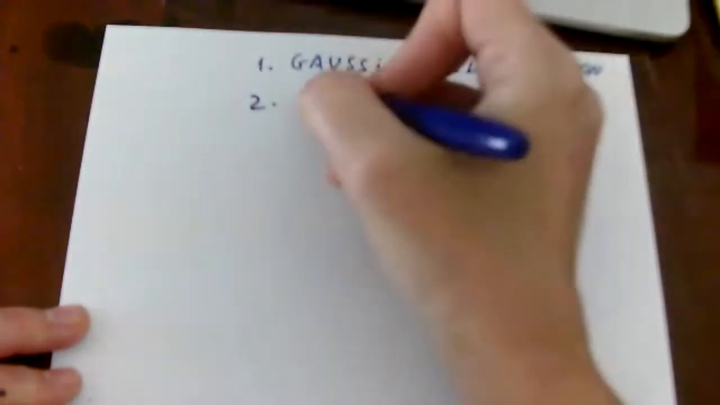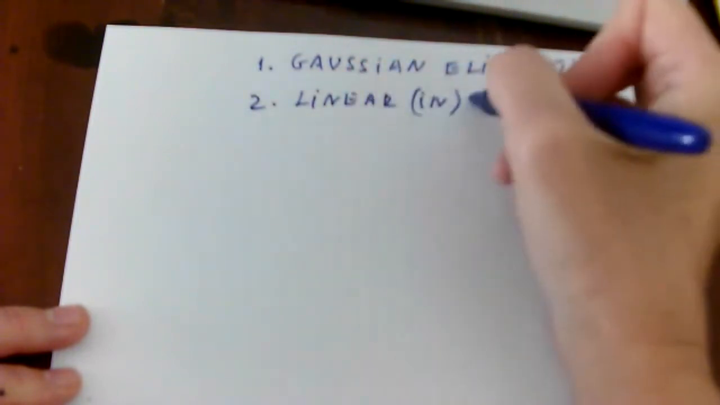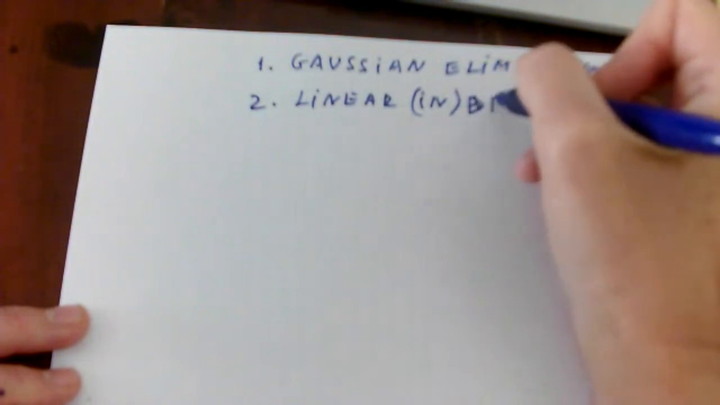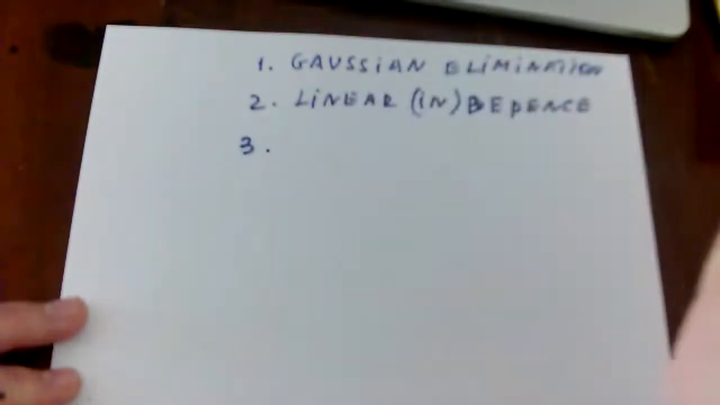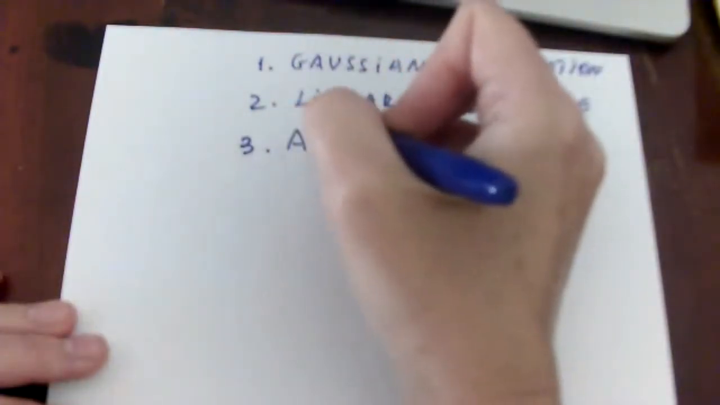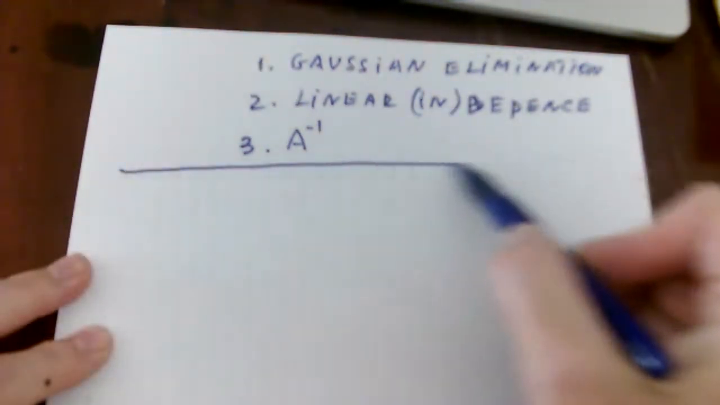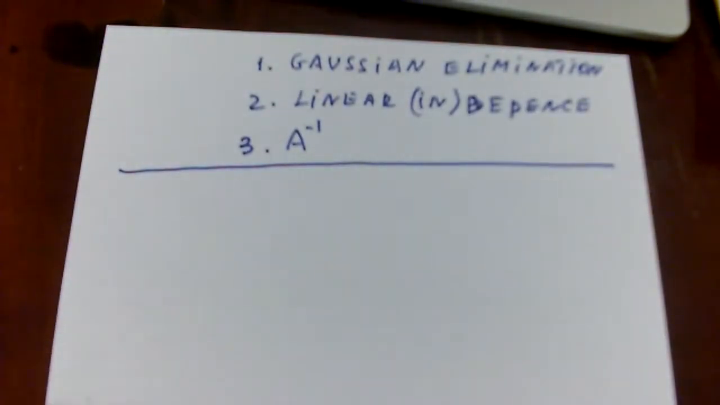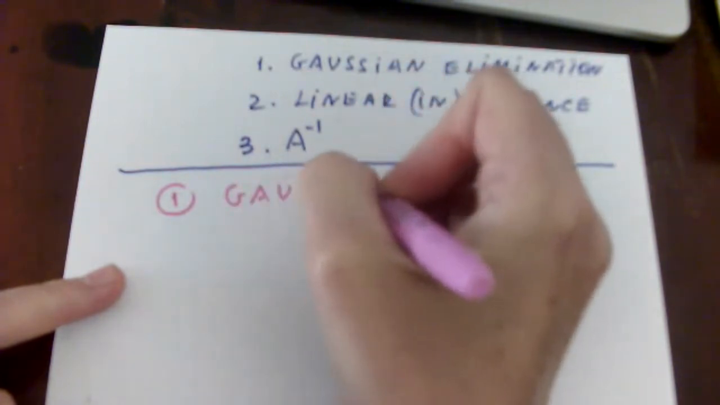The second topic is linear dependence or independence of vectors. And the third topic, if we have some time left, will concern the question as to how to calculate inverse matrices, because the experience shows that many students just can't remember how to do it, even though it's quite an easy process. Okay, so this is the plan for today. And let's start out with the very first topic, which is Gaussian elimination.